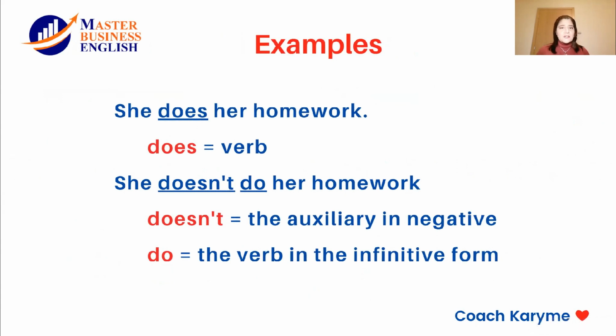Examples: She does her homework. Here, the verb does is the verb. She doesn't do her homework. Doesn't do, doesn't is the auxiliary negative, and do, that is here, is the verb in the infinitive form.